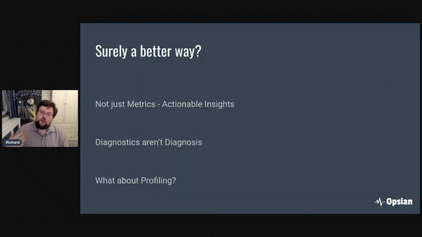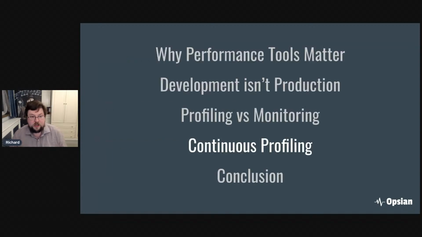So we've always thought, surely there's a better way. Metrics are really useful, really great, but they don't necessarily provide actionable insights. They don't necessarily tell you what bit of the code you need to look at or what bit of the code you need to fix. How about combining profiling in production with metrics in order to understand production systems better? And that's kind of what we do at Opsian.